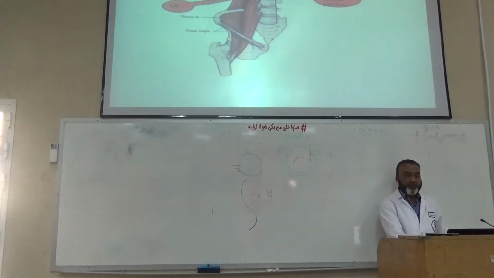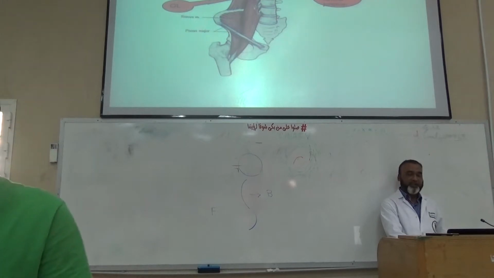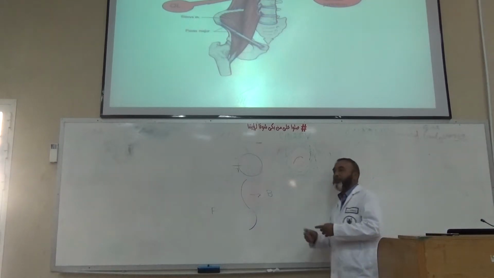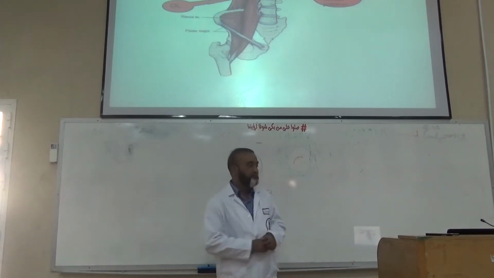This slide again shows the quadratus lumborum muscle. This is the psoas major muscle, and this is the region of the junction of the 12th thoracic vertebra with the first lumbar vertebra.